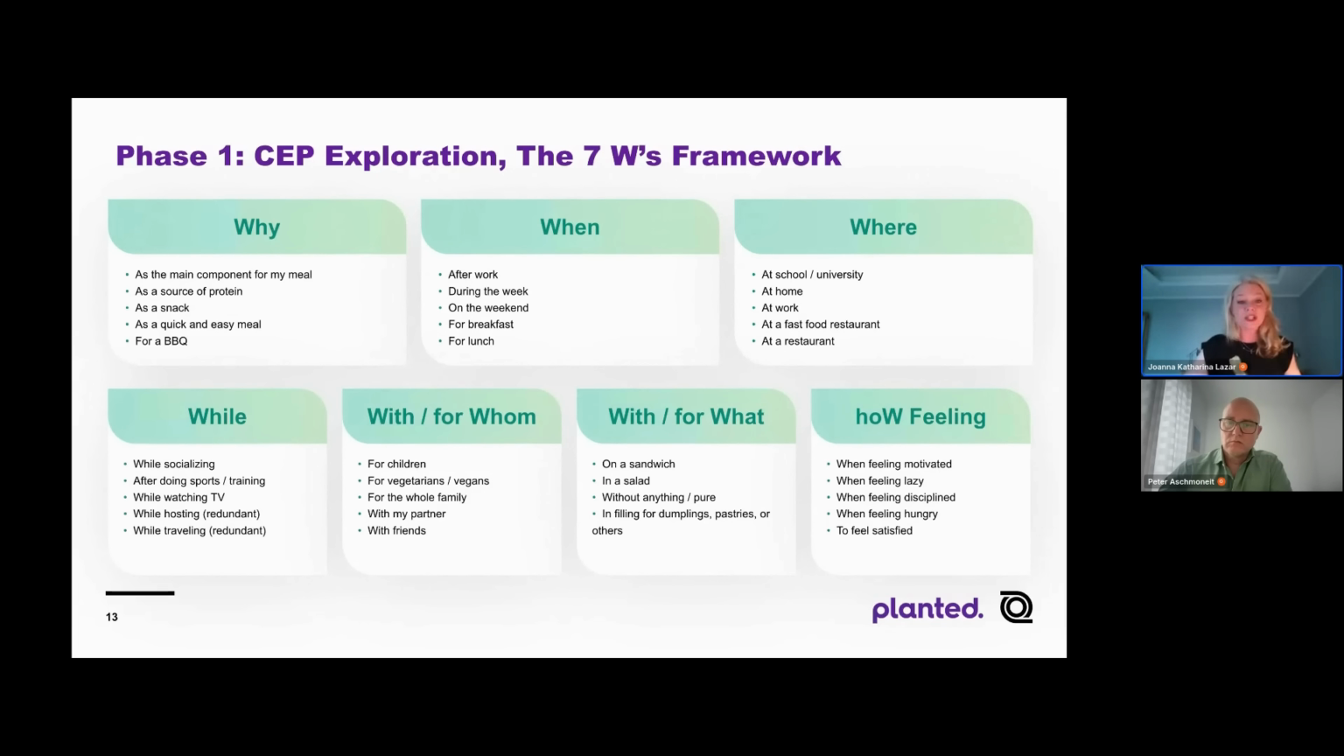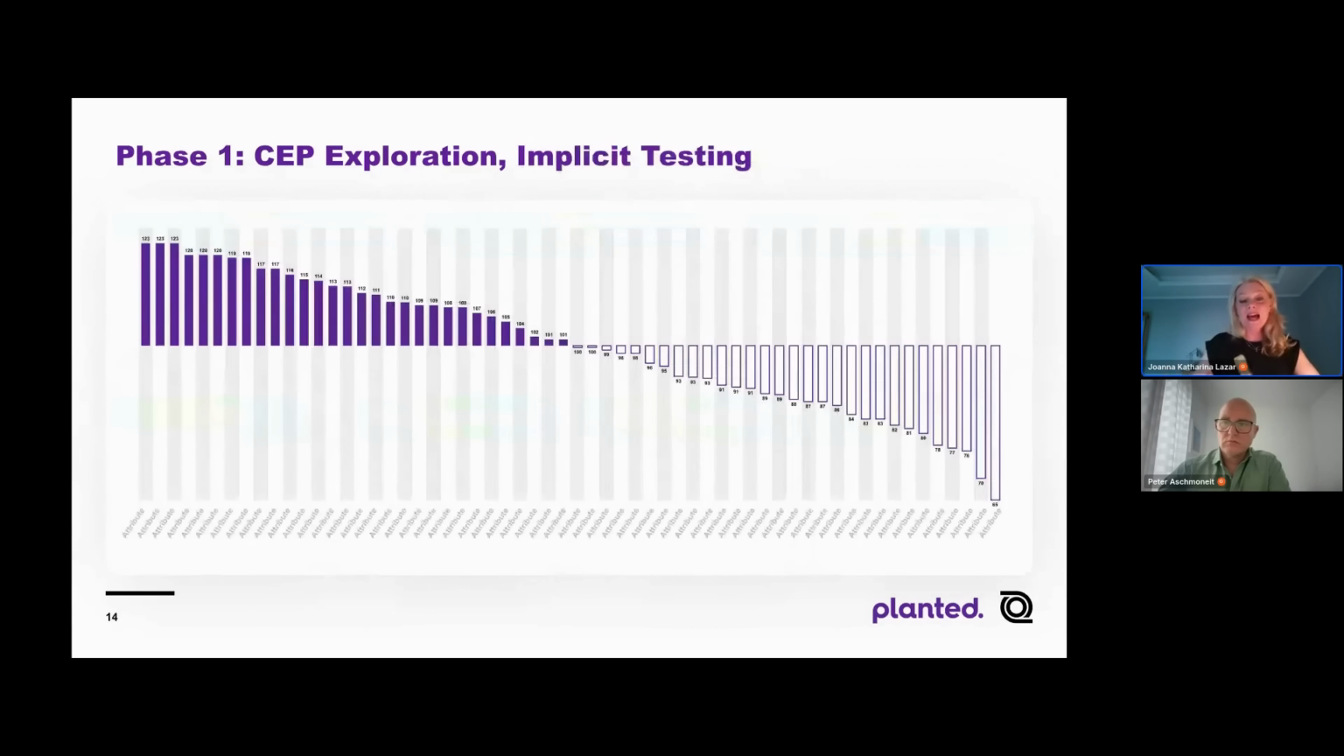If we then continue, we basically had 70 ideas. It could be with the family. It could be when I savor meat. So we collected them all, this 70 long list, and then we did a joint implicit testing methodology, which Quantilope, of course, is offering, which helped us to narrow down the 70 long list of CEPs into 20.